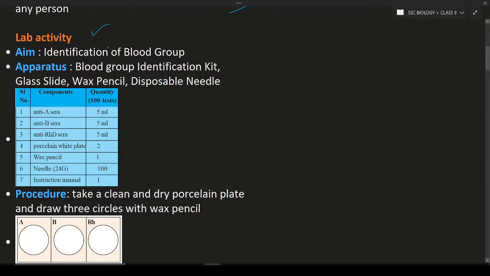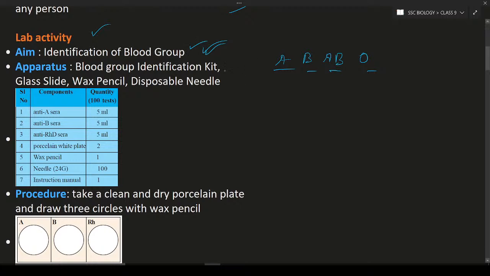So, the lab activity. Our aim is the identification of blood groups. What are the blood groups? Just now we discussed that there are four types: A, B, AB and O. You have any one type of blood group present in your body, either A or B or AB or O. So how do you find out your blood group? That is the lab activity here. Our aim is to identify the blood group.